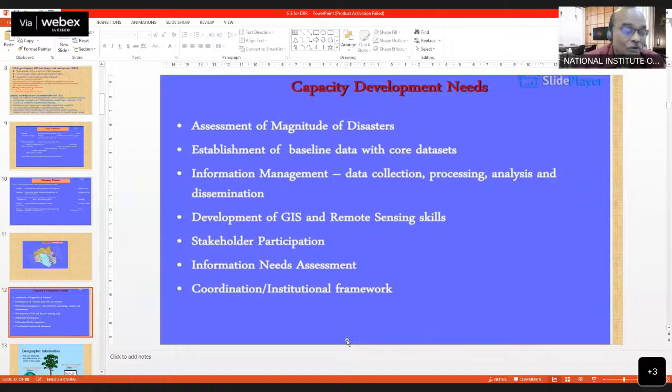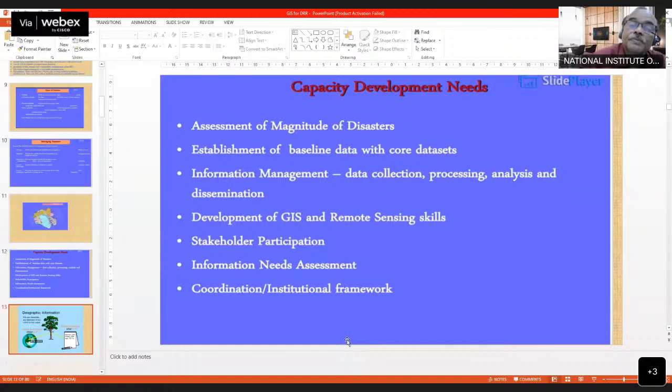Of course, stakeholder participation is needed, the stakeholders in that area wherever the disaster has taken place. Whoever the stakeholders are, their participation is needed, and the information needs assessment you can make coordinate-wise, institution-wise, and proper location-wise.